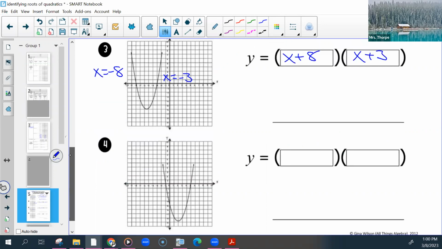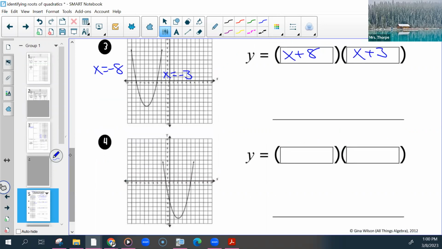And then on the last one, the zeros there. -1 and what was the other one? 5. So then it would be x minus 5 and x plus 1, right? Yes.